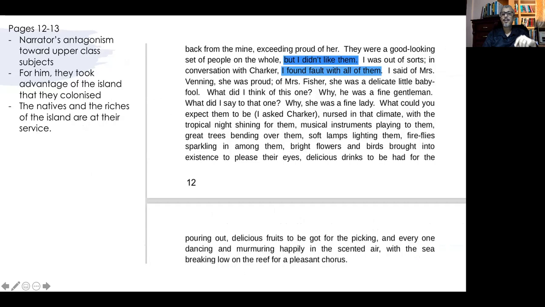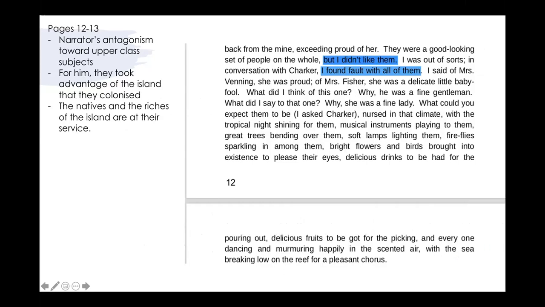Now, look at this again here, ladies and gentlemen. If you look at the passage in here from pages 12 and 13: they were a good-looking set of people on the whole. He was talking about the upper class people, but I didn't like them. I was out of sorts in conversation with Shaka. I found fault with all of them. I said of Mrs. Vinning, she was proud. Like, he was talking about some kind of snobbism in the upper class society. Of Mrs. Fisher, she was a delicate little baby fool. What did I think of this one?